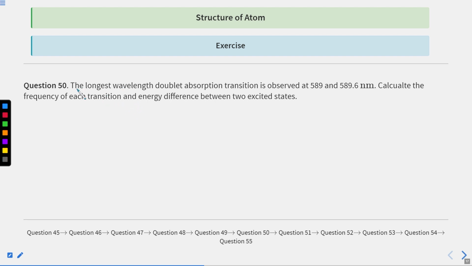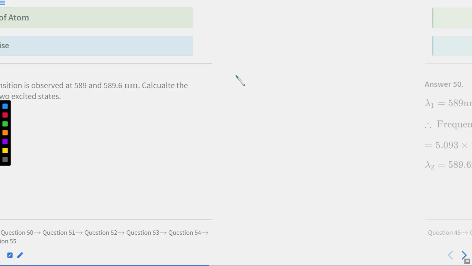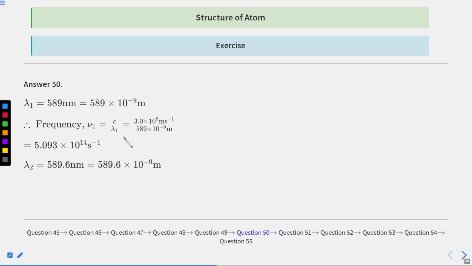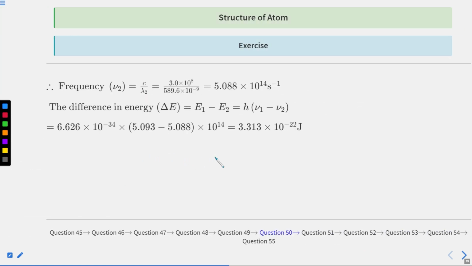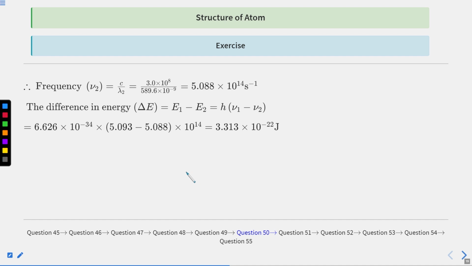Next is the longest wavelength doublet absorption transition, observed at 589 and 589.6 nanometer. Calculate the frequency of each transition and the energy difference between the two states. So first we have to calculate the frequency of each transition. Frequency is nothing but c by lambda 1 and c by lambda 2. That would give us the frequency. Now the difference in energy is h nu 1 minus h nu 2.